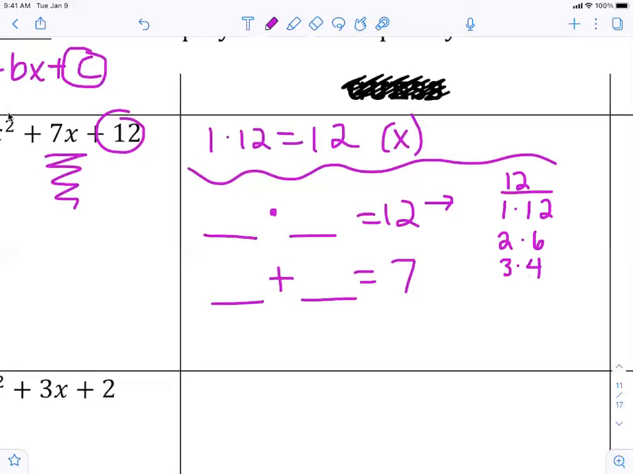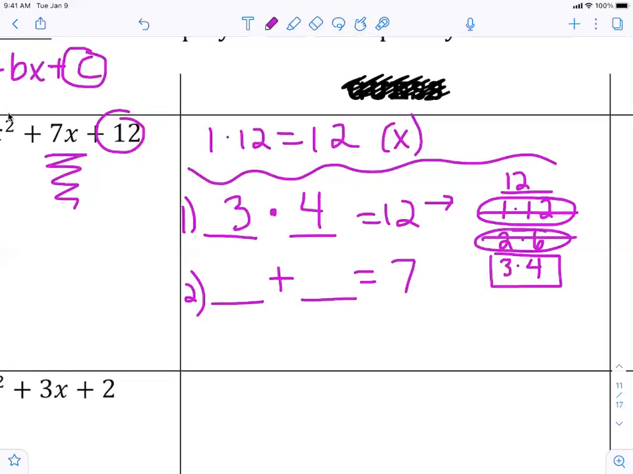Well, we also want to answer the second question. What two numbers also add to give me 7? If I look, 1 times 12 is 12, but 1 plus 12 is 13. Now, we could be dealing with different signs, but since everything's positive here, I don't care about any negative pieces. So that tells me it's not going to be 1 and 12. 2 and 6, if I add those together, yeah, they multiply to give me 12, but if I add them, they give me 8. That's not 7, so that's not going to be our answer. And the winning combo is 3 and 4. If I take 3 times 4, we get 12.